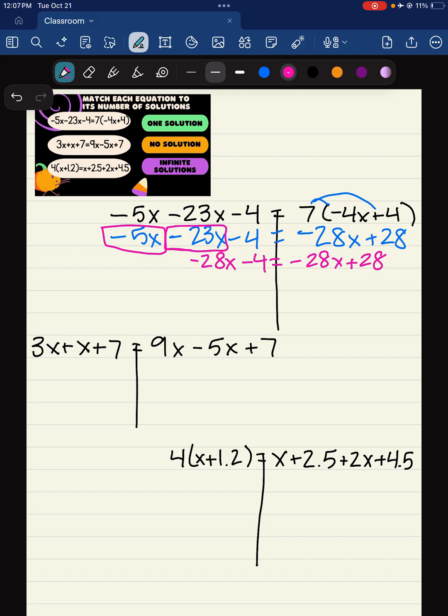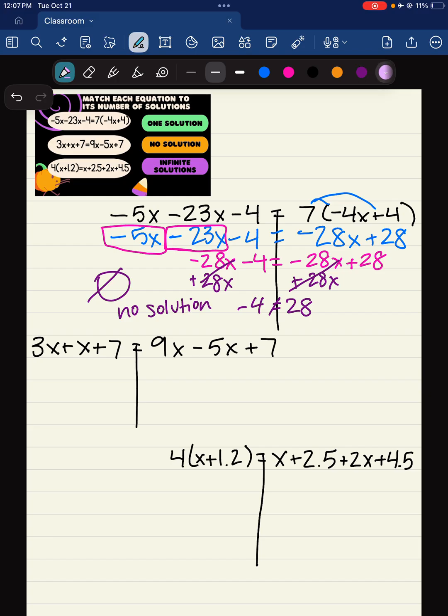So let's see, next step. Remember, we need to get rid of our variables first, so we're going to add 28x on both sides. And what happens here? They cancel. So our variables disappeared, so we immediately know that it's going to be either no solution or infinite solutions. So looking here, does 4 equal 28? No, and it never will. So our answer here would be no solution. Okay, no solution.